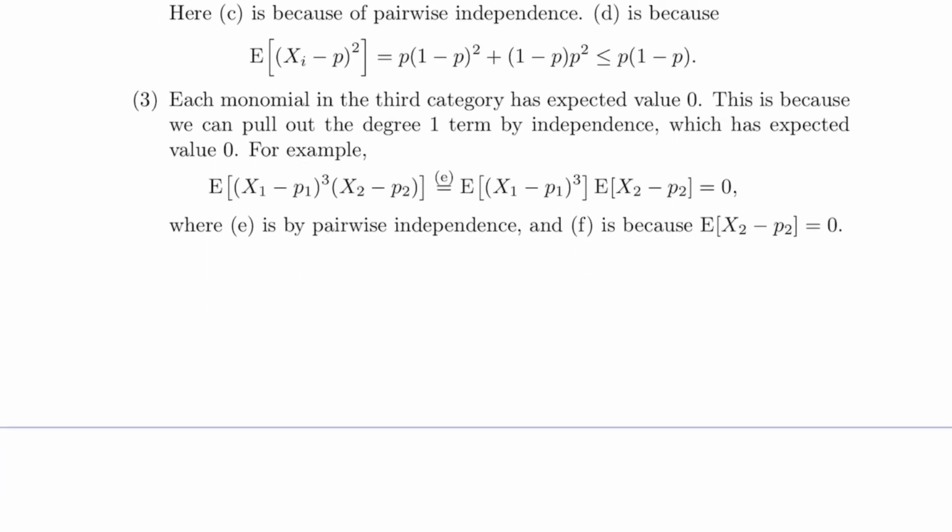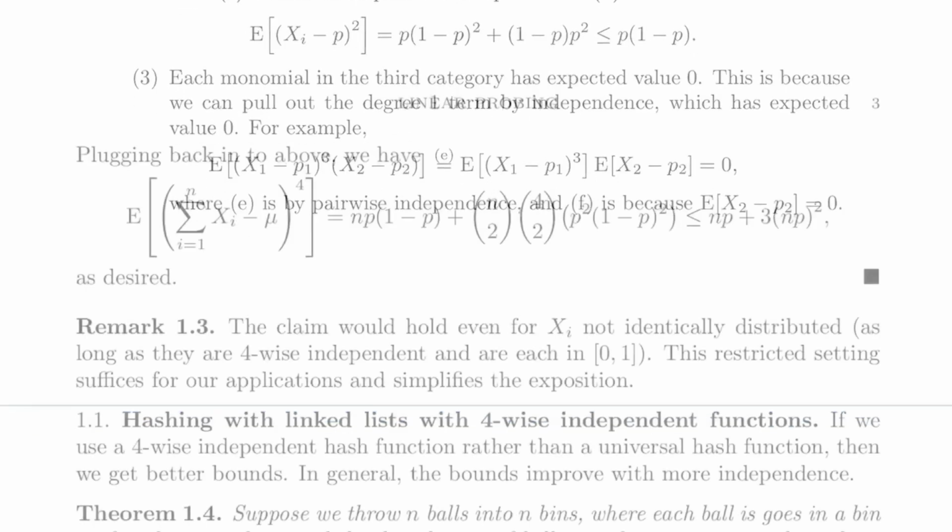Each monomial in the third category has expected value 0. This is because we can pull out the degree 1 term by independence, which by itself has expected value 0. For example, the expected value of x1 minus p cubed times x2 minus p is equal to the expected value of x1 minus p cubed times the expected value of x2 minus p by pairwise independence, and the expected value of x2 minus p is equal to 0.